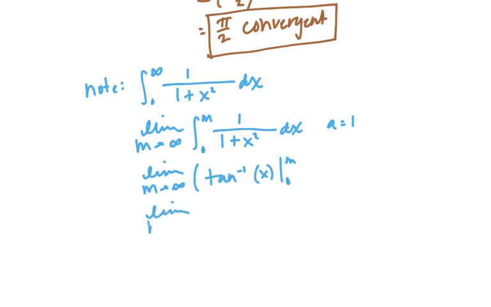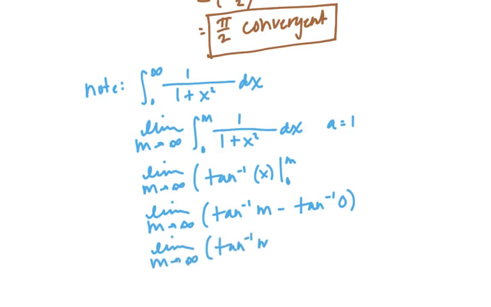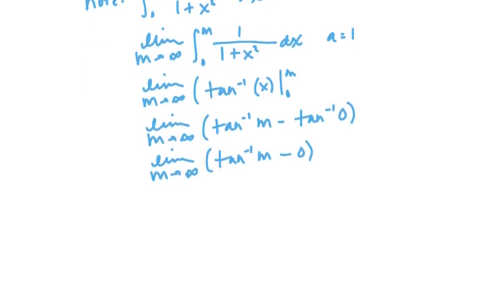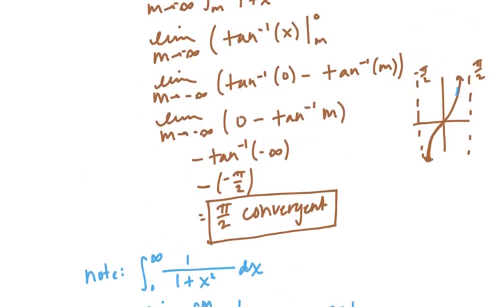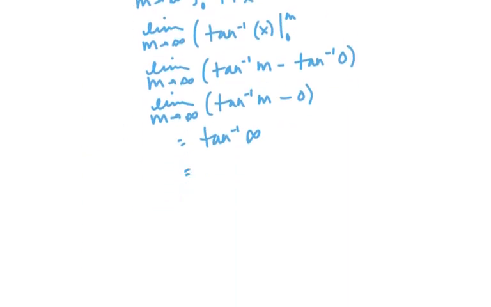So we have the limit as m approaches infinity. Inverse tangent of m minus inverse tangent of 0. So we have the limit as m approaches infinity of inverse tangent of m minus 0. So what we really have here is the inverse tangent of infinity. So when we go back to this graph, as we approach infinity, we're approaching pi over 2. So this answer is pi over 2, parentheses as well, and it is convergent.